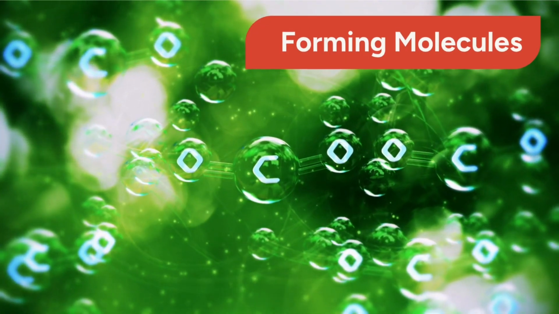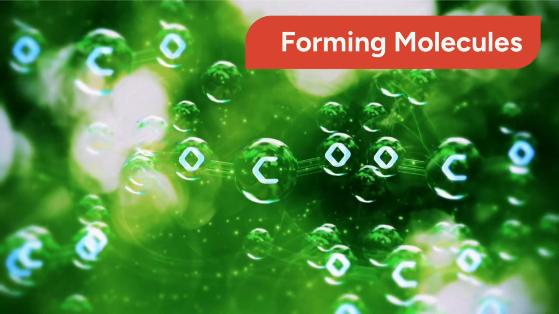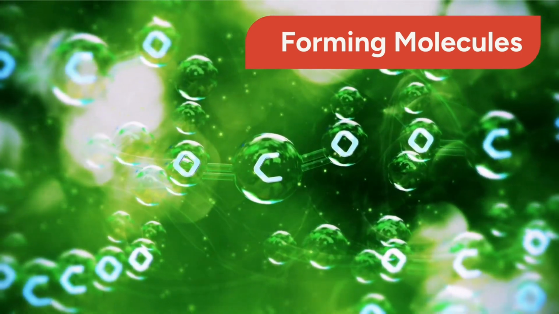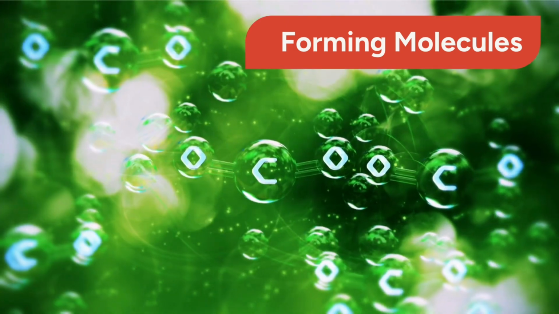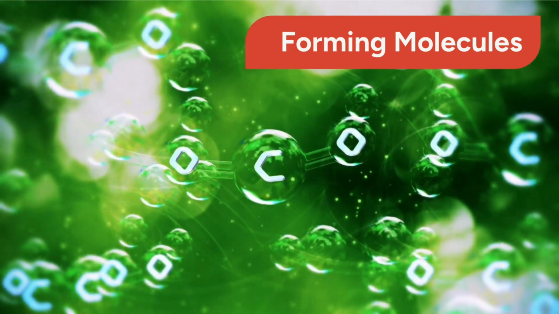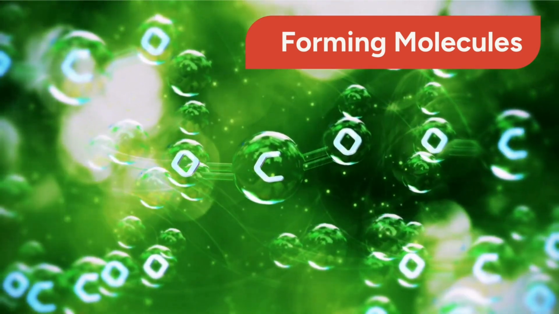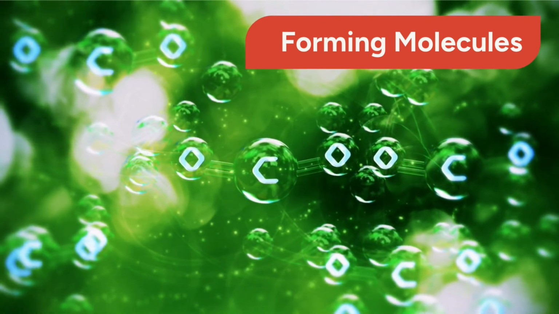When two or more atoms bond together, they form a molecule. Molecules are the smallest units of a compound that retain the chemical properties of that compound. For example, 2 hydrogen atoms and 1 oxygen atom bond to form a molecule of water, H2O. These molecular structures are what create the incredible diversity of substances we see in the world.